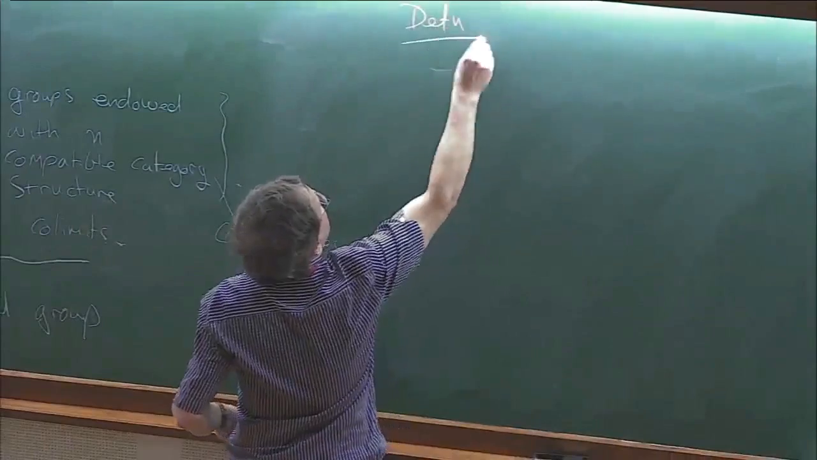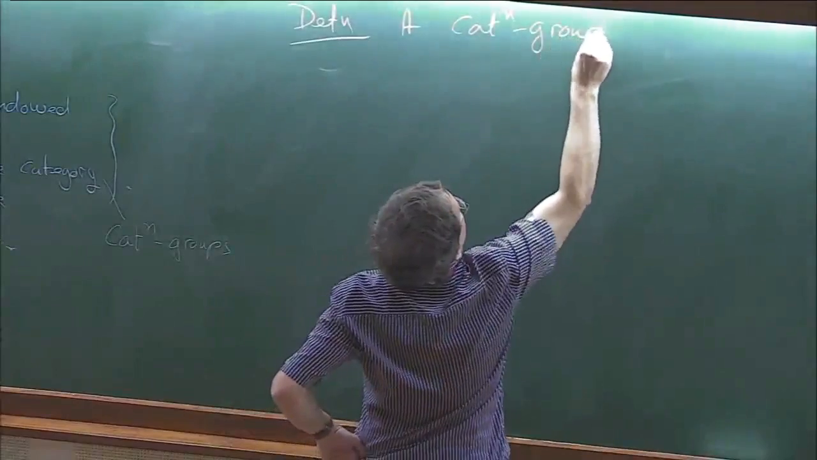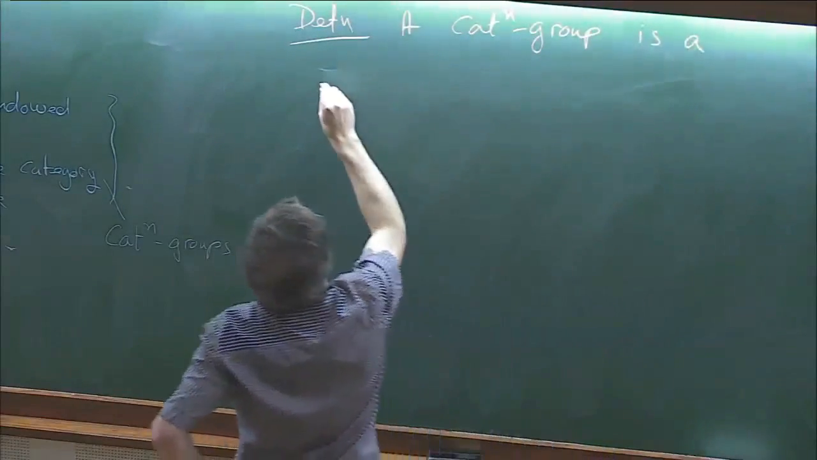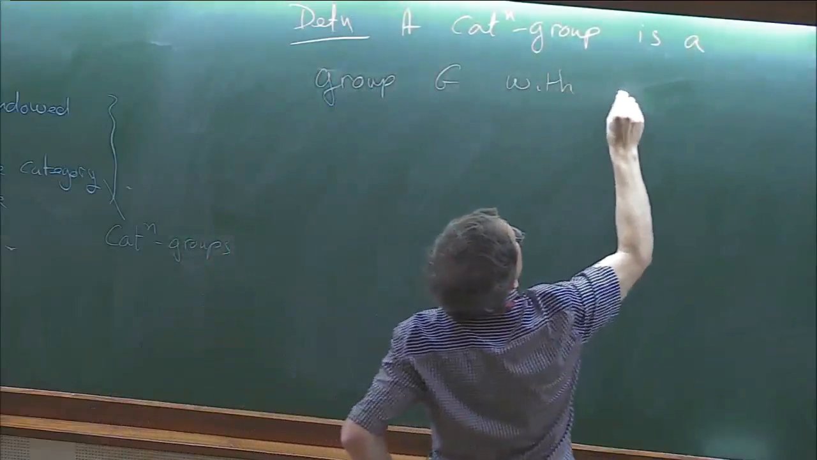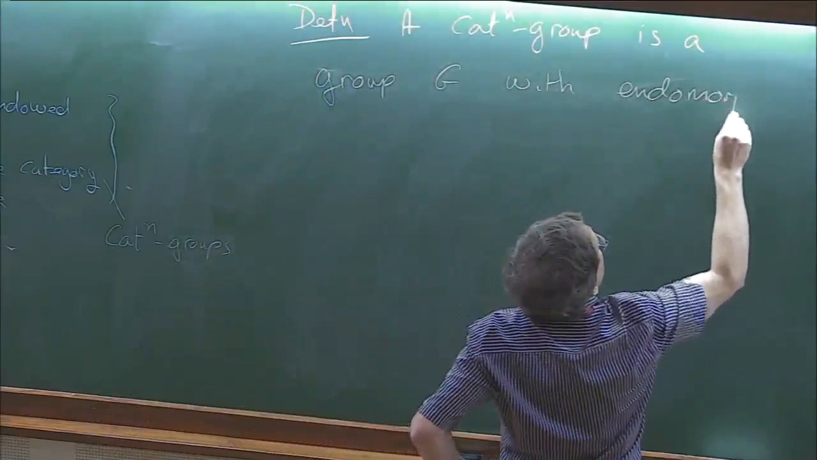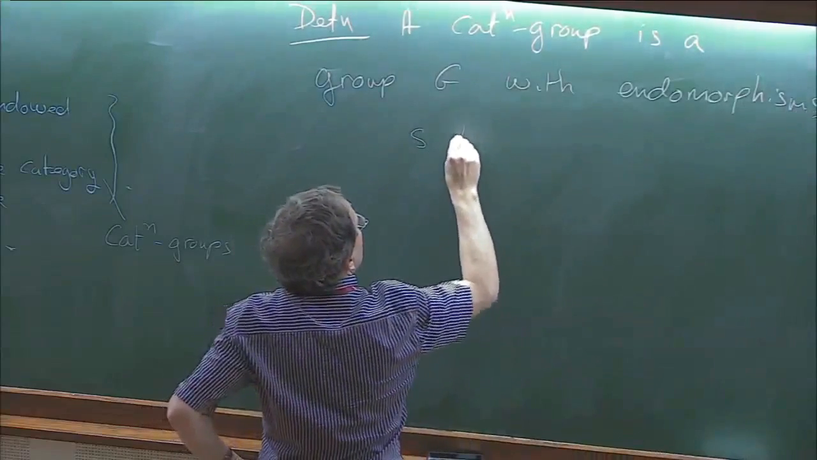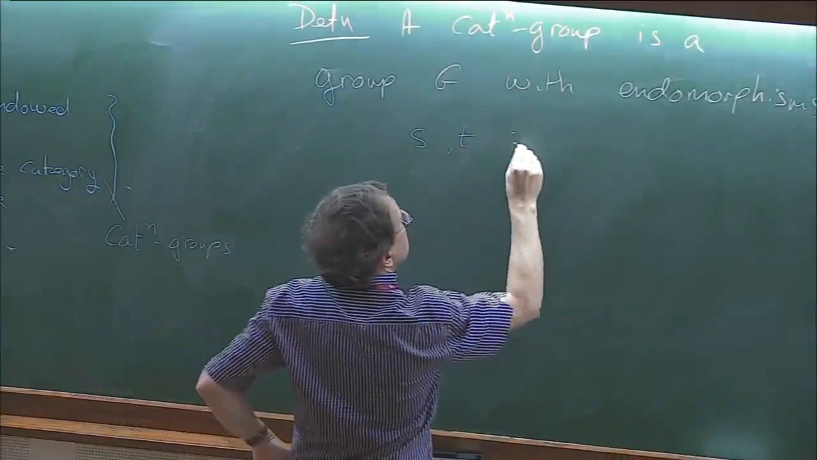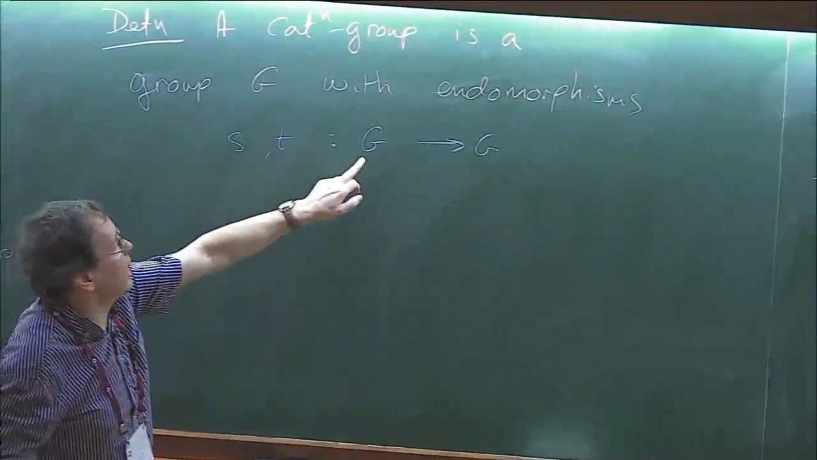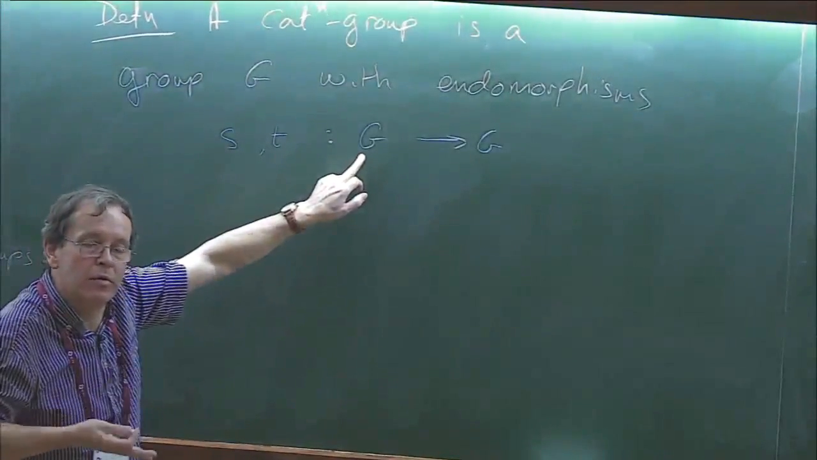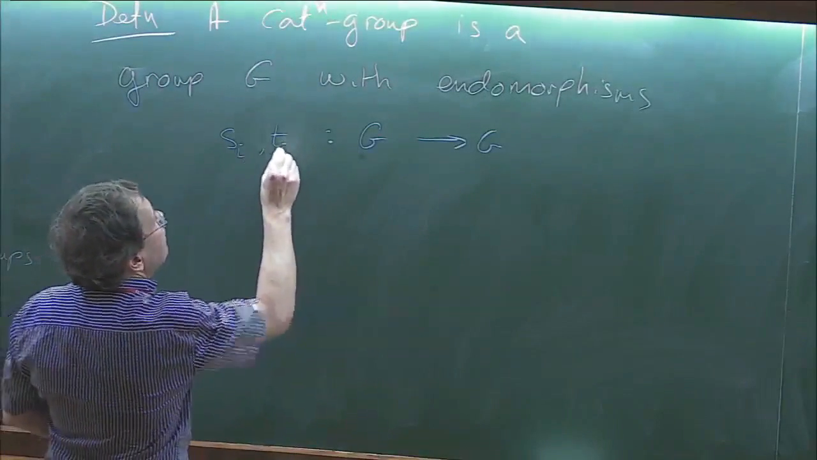So let me explain what a cat-n group is. A cat-n group is a group G with endomorphisms, which I'll call S for source and T for target, from G to G. So I'm thinking of G as being a category, and S takes an arrow. I mean, it's a group, but in addition, I'm going to think of every element as being a category. S is the source of an arrow, T is the target. But I have n of these structures.